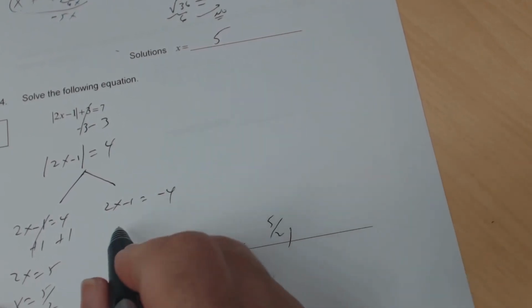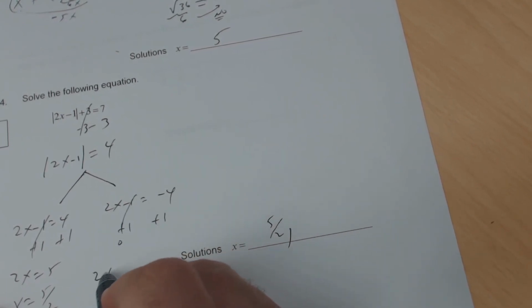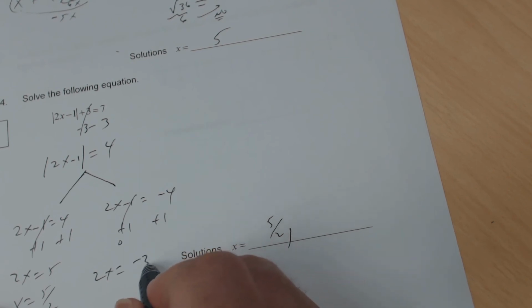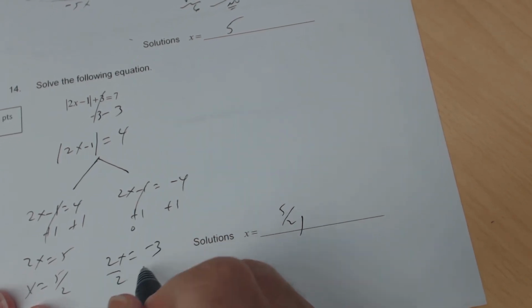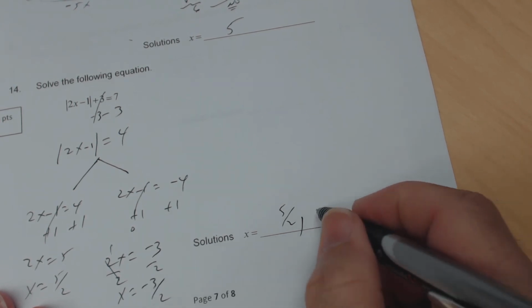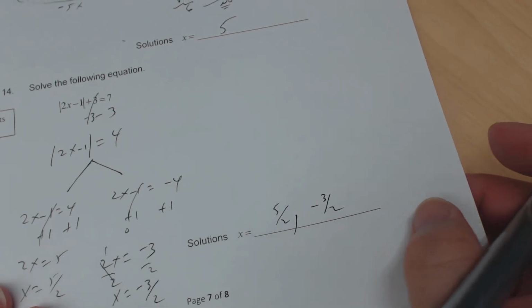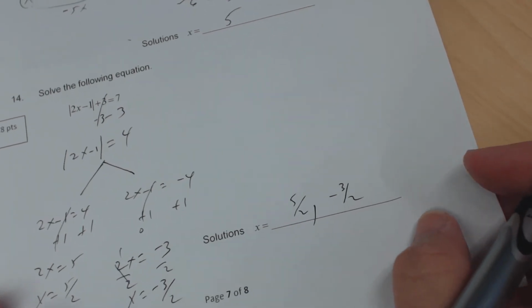So that's 5 halves. And over here, I'm going to add 1 to both sides. Combine like terms, get 2x equals negative 3. And divide both sides by 2. I get x to be negative 3 halves. So that's your other solution. So the solutions are 5 halves, comma, negative 3 halves.